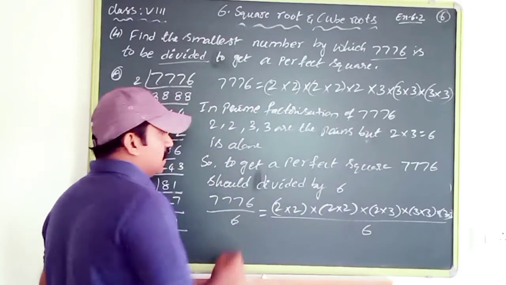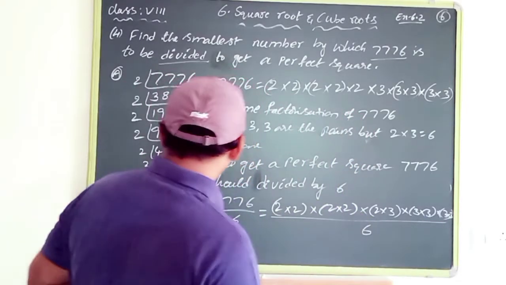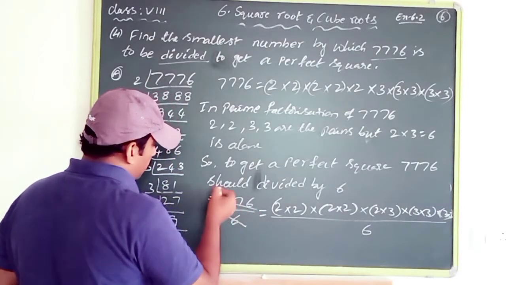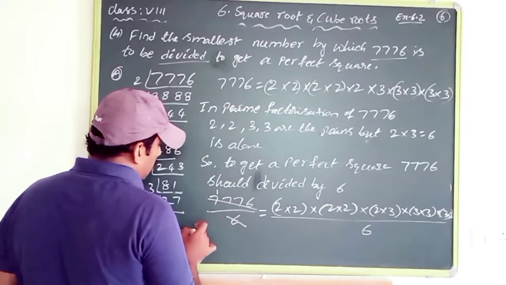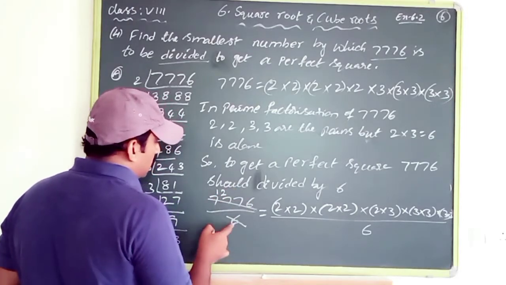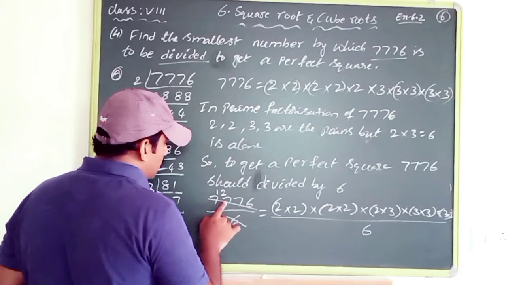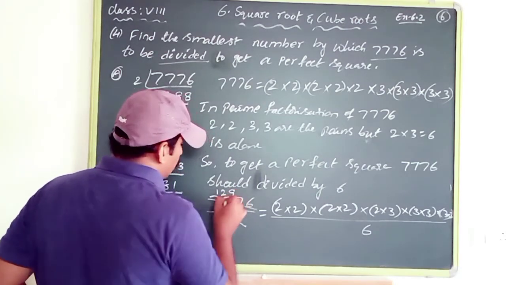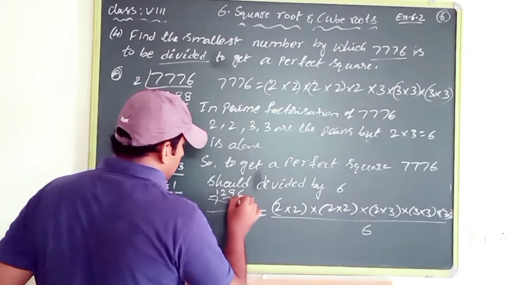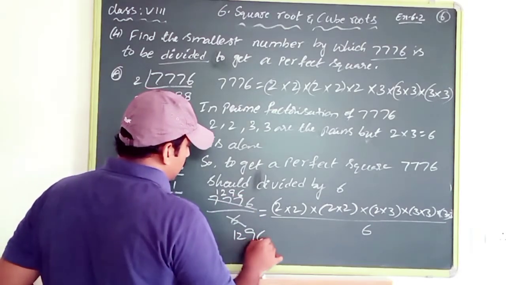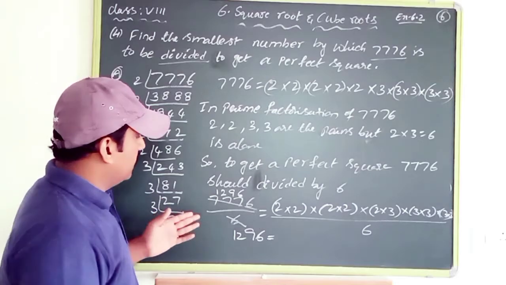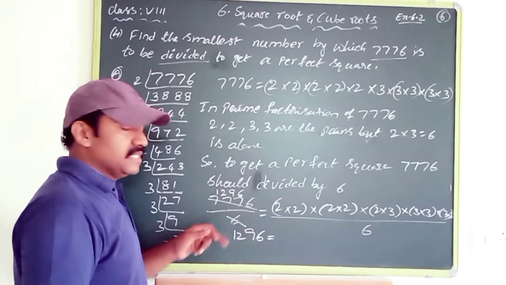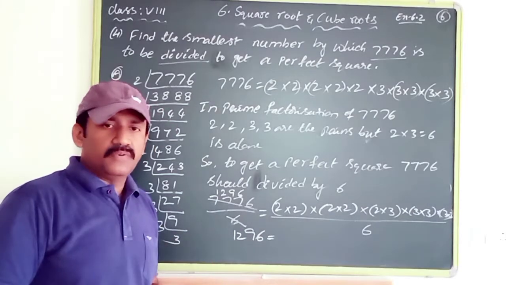So what do we get here? If I divide this number by 6: 6 ones are 6, 1 7 is 17, 6 2s are 12, we have 5 7 is 57, 6 9s are 54, 6 6s are 36. So 1296 is a perfect square, but not 7776. If I divide 7776 by 6, we get a perfect square, that is 1296.